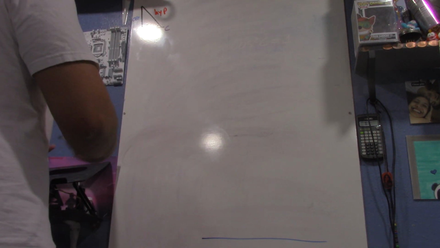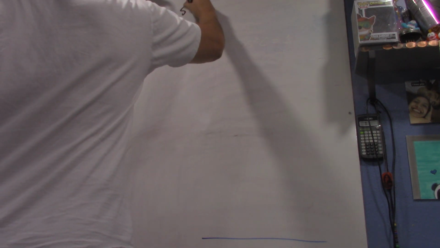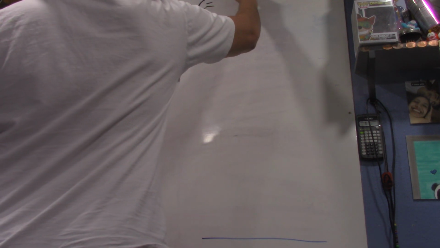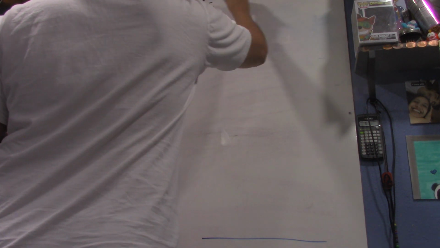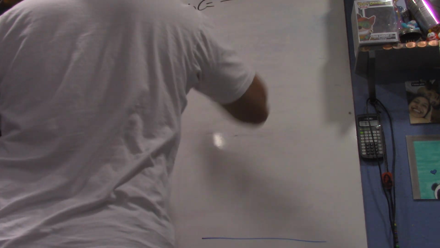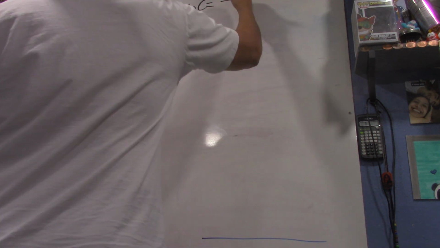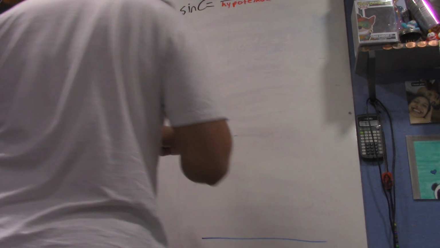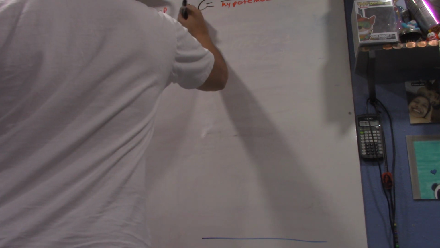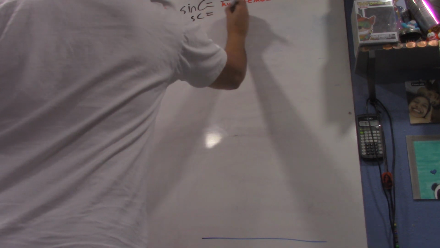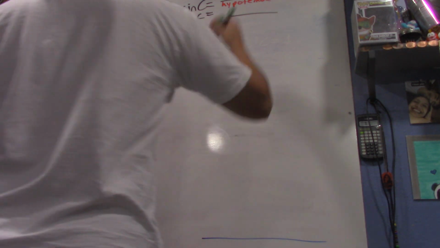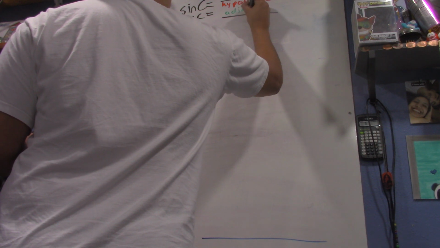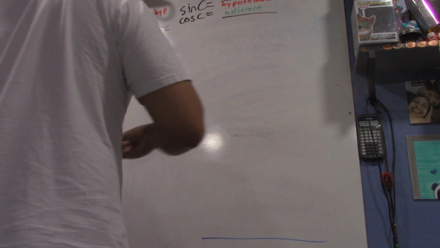So when we have the sine of angle C, that is going to be our opposite side length divided by the length of the hypotenuse. Furthermore, if we have the cosine of angle C, that is going to be the adjacent side length over the hypotenuse.